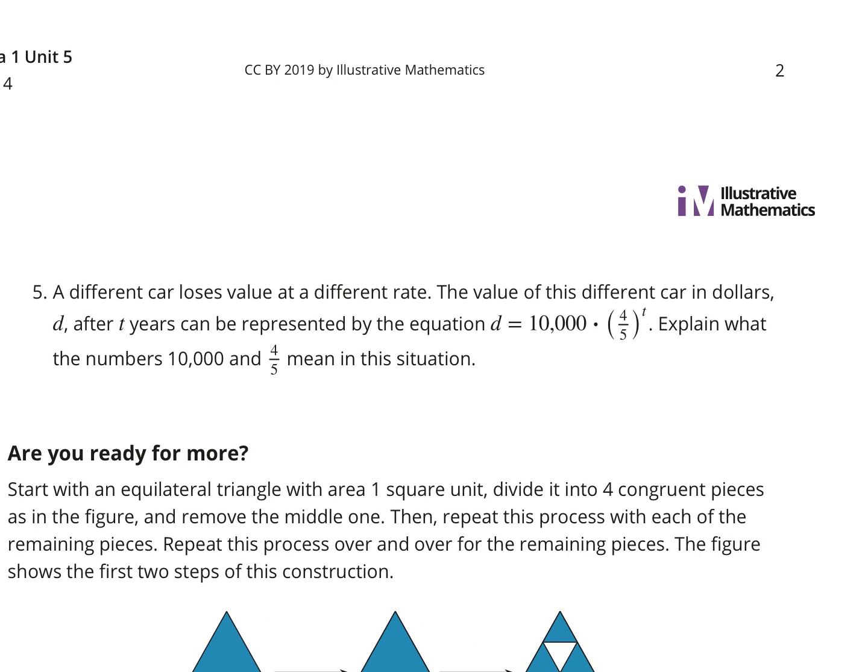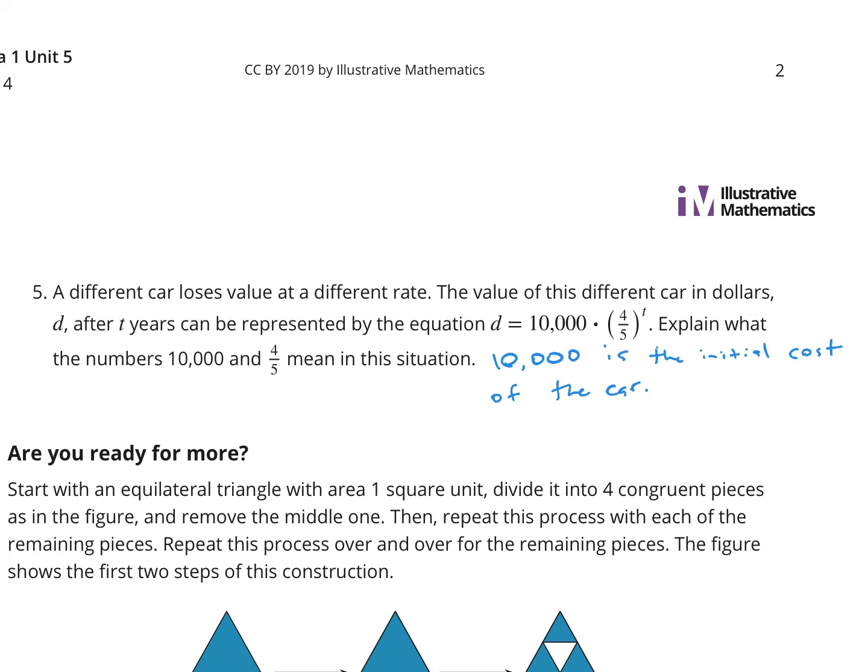Now, a different car loses its value at a different rate. The value of this different car in dollars is D after T years, can be represented by the equation D equals 10,000 times 4/5 to the T power. Explain what the 10,000 and the 4/5 mean in this situation. So the 10,000, that's pretty obvious. That's just the price of the car when it's purchased. So the initial cost of the car.